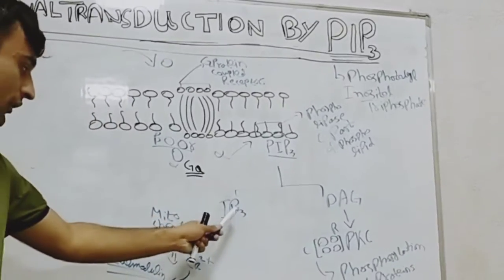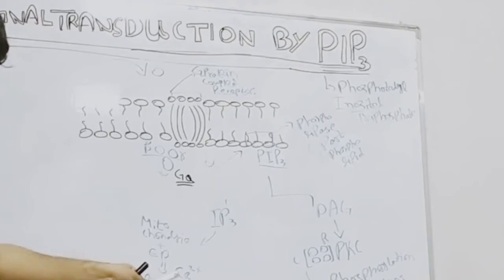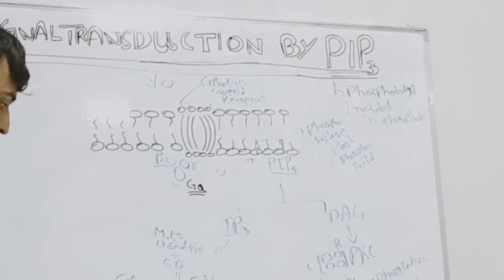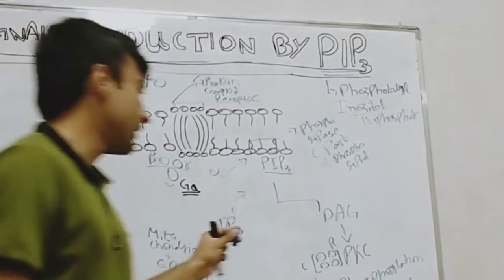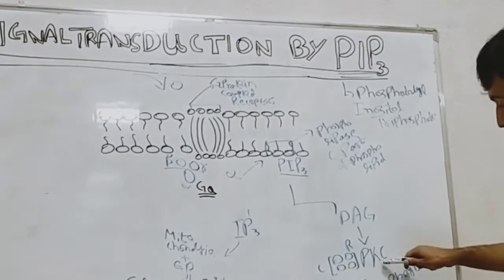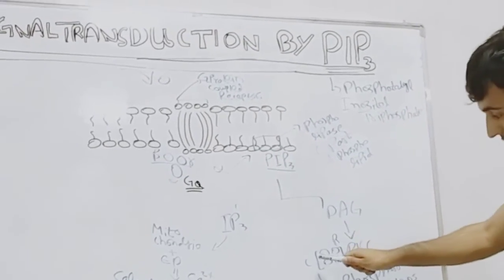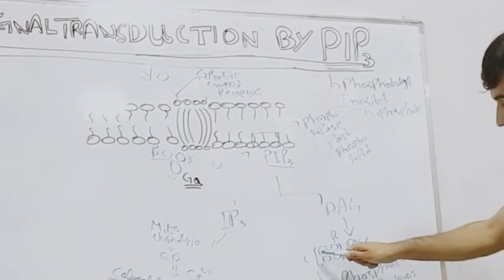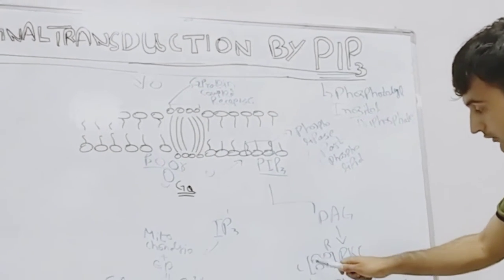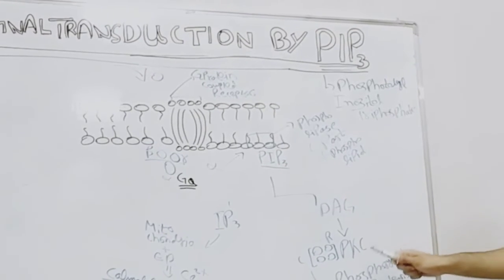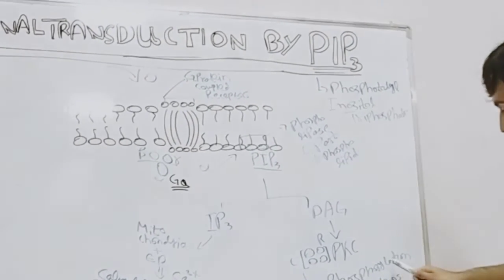So inositol triphosphate would expel out the calcium ions so that they can bind to calmodulin to perform the further functions, and this DAG would activate this PKC protein, which consists of 4 subunits known as 2 catalytic subunits and 2 regulatory subunits, and these two catalytic subunits would then cause the phosphorylation of the protein molecule.